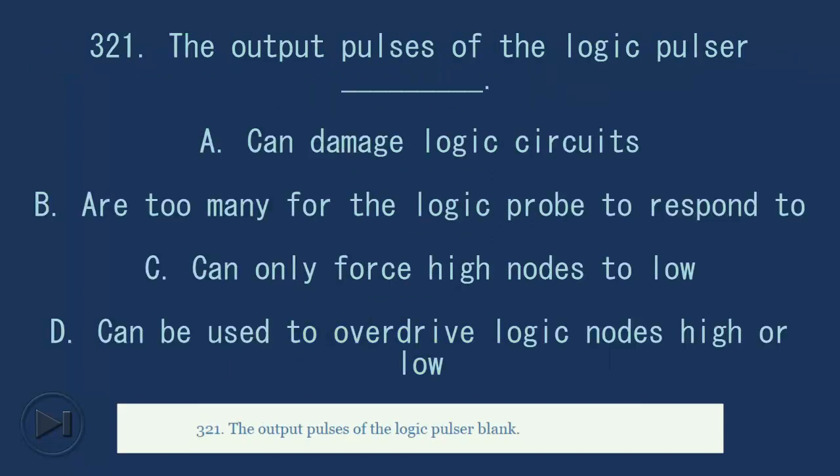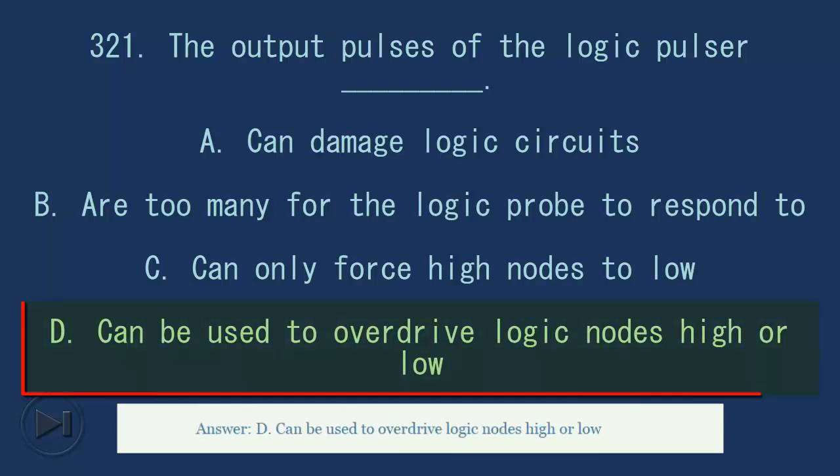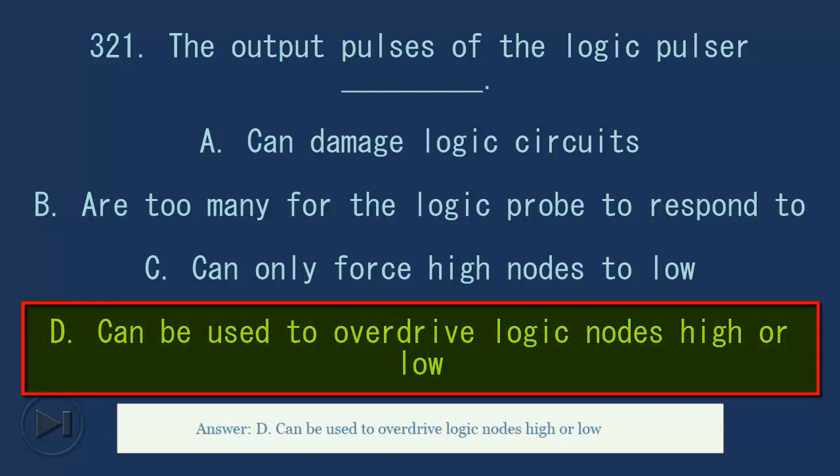321. The output pulses of the logic pulsar blank. A. Can damage logic circuits. B. Are too many for the logic probe to respond to. C. Can only force high nodes to low. D. Can be used to overdrive logic nodes high or low. Answer, D. Can be used to overdrive logic nodes high or low.